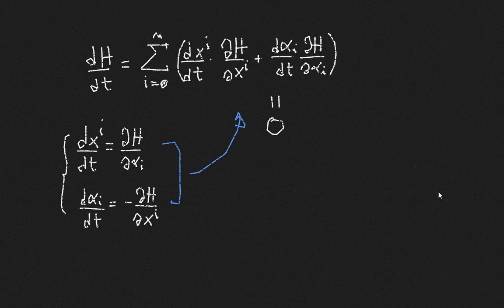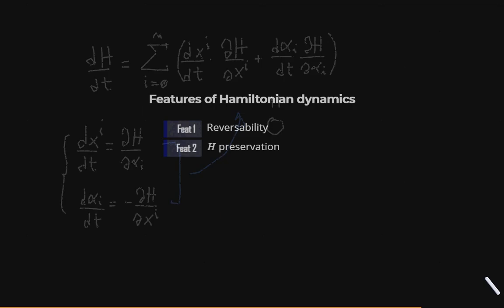So the time derivative of the Hamiltonian is 0, as long as these two equations hold. And these two equations are the equations for the Hamiltonian dynamics. So as long as we are simulating the Hamiltonian dynamics, the Hamiltonian is constant.